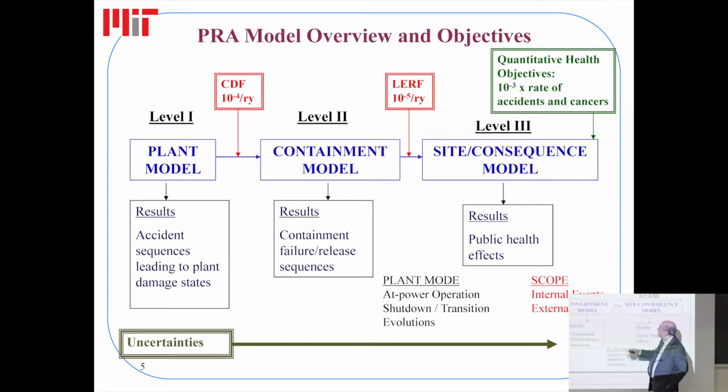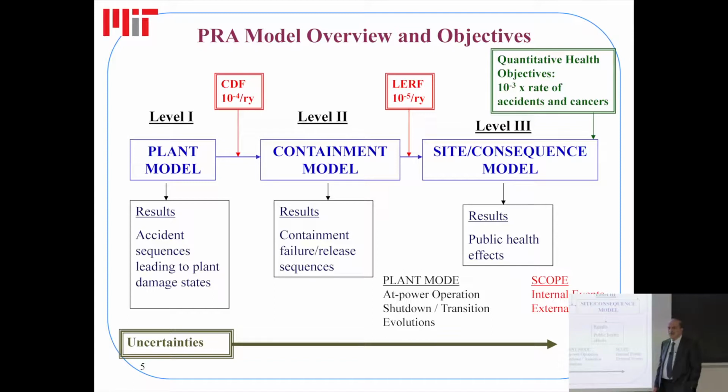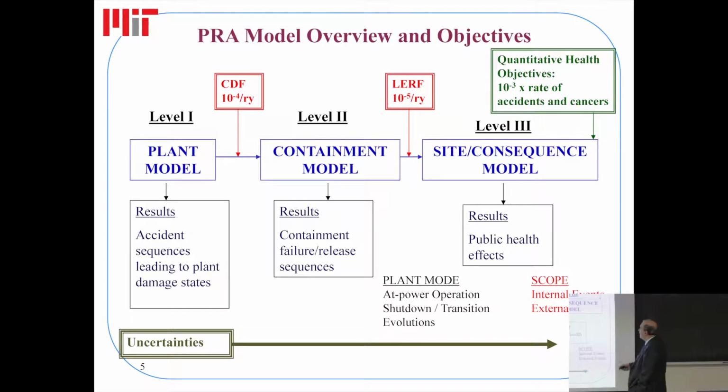And the output of the containment model is the release of radioactivity to the environment. And we have the second goal, 10 to the minus 5 per reactor year.